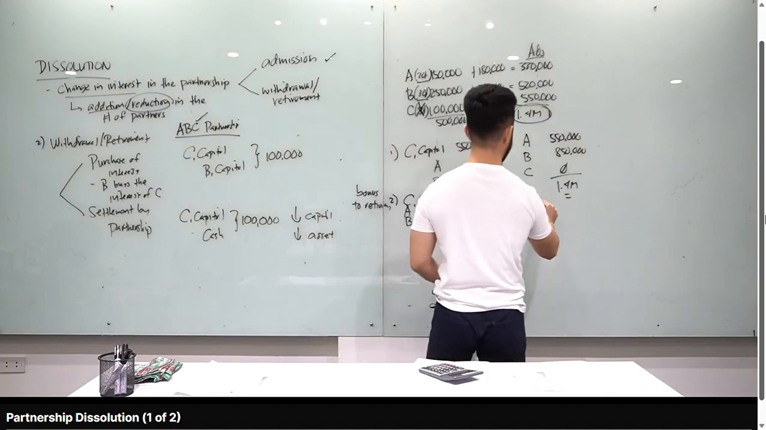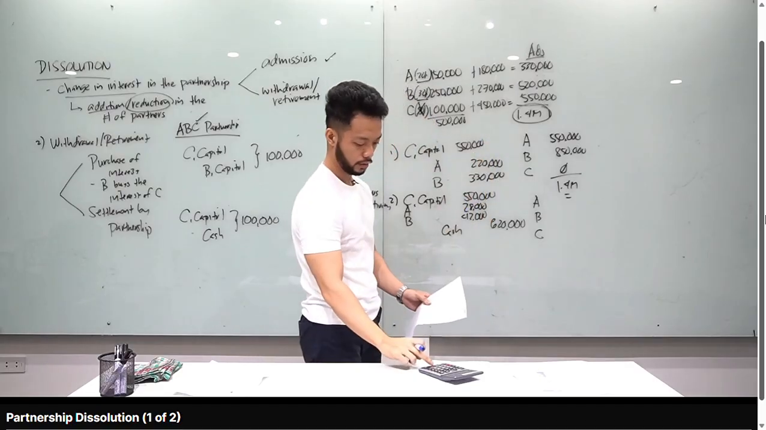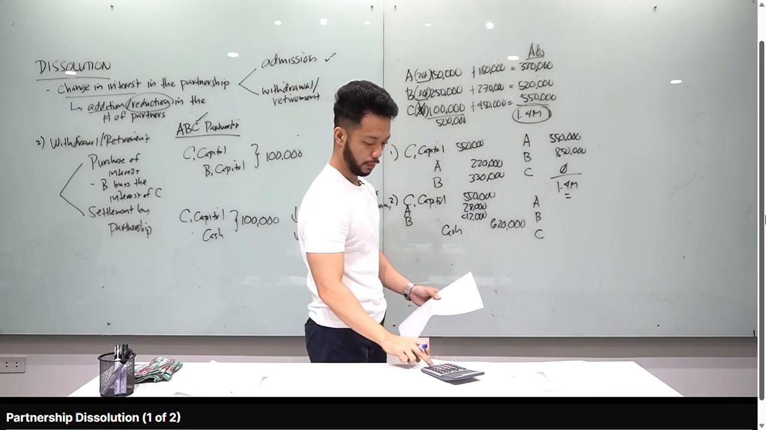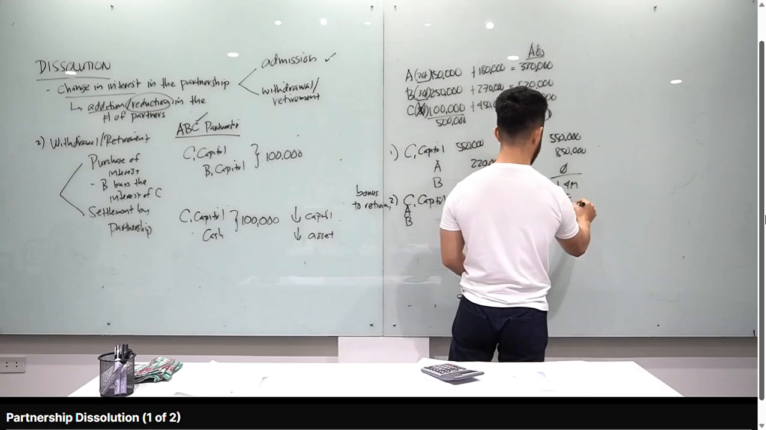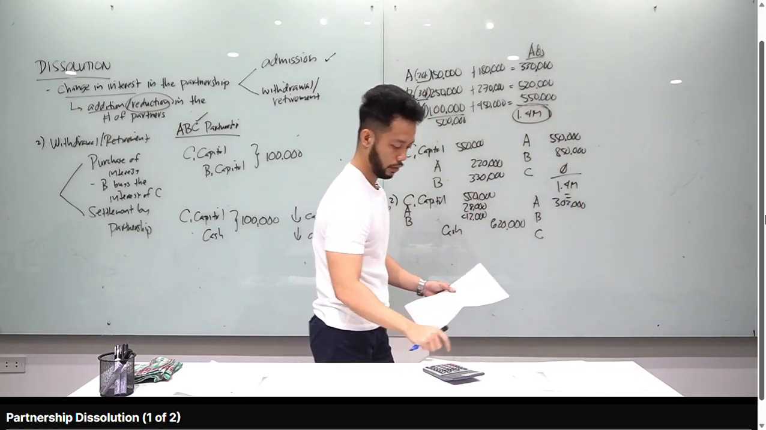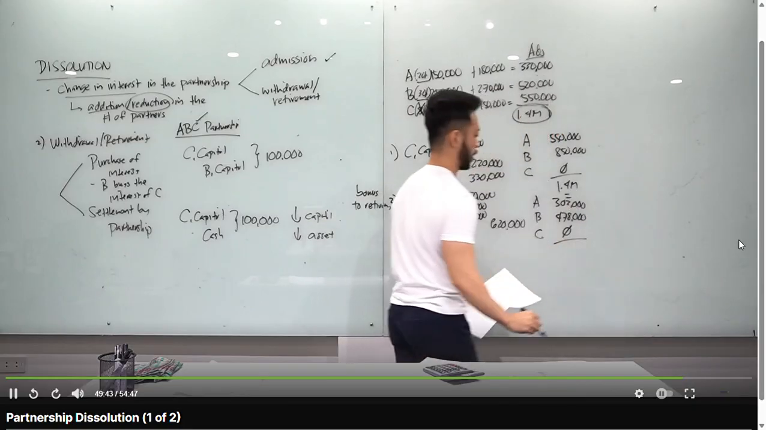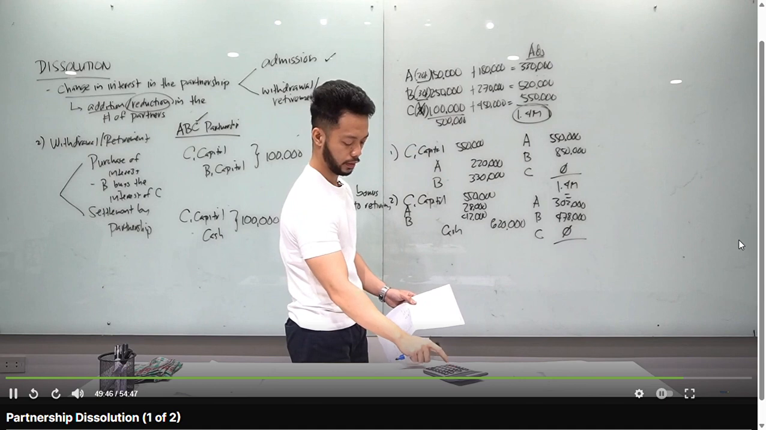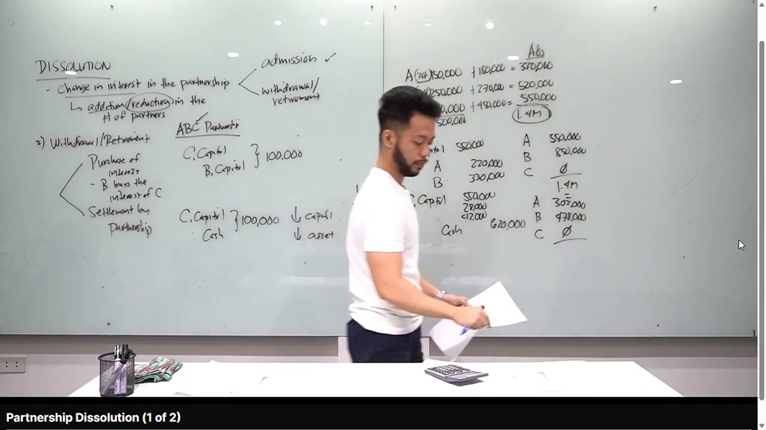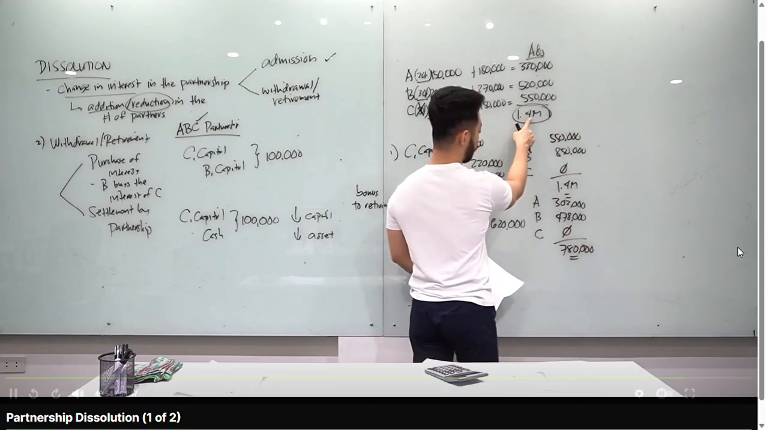Ayan. Let's compute their capital balances, A, B, and C. So si A, 330 minus 28,000, that's 302. Tama? 302,000 for partner A. For partner B, 520 minus 42, you have 478,000. So since si C, alis na siya, 0 na yan. Right? 302 plus 478. Total capital of the partnership is 780,000. Bumaba naman. Tama? Bumaba from 1.4 naging 780.